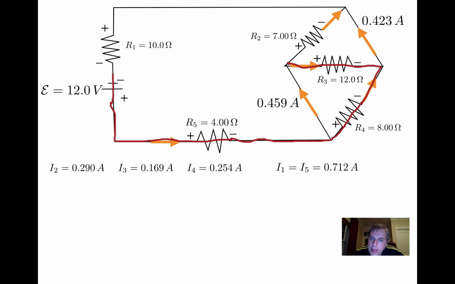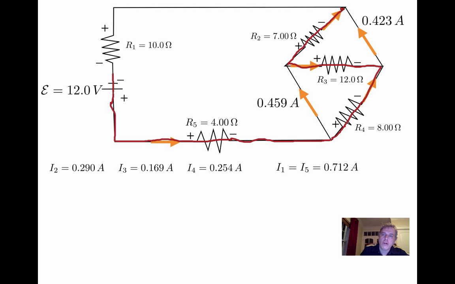I go here. Now I have a choice. I could actually go down and start backtracking my steps if I wanted to. There's nothing wrong with that. But let's go this way. Then delta V is negative. I go from higher potential to lower potential. What's the value of delta V? 7 ohms times I2. I go here.